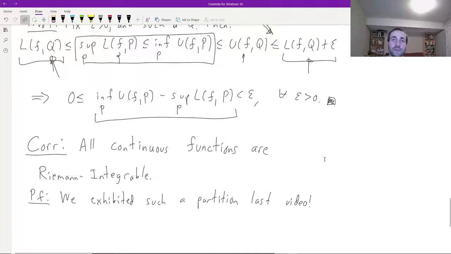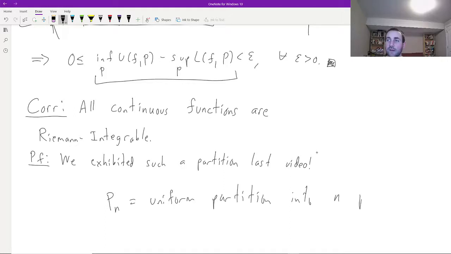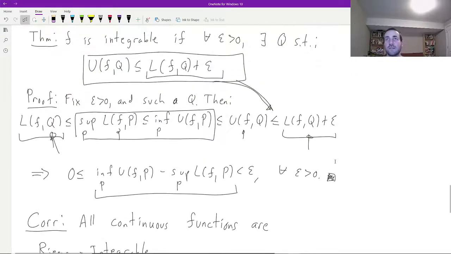And as an immediate corollary, we find that all continuous functions are Riemann integrable. And in fact, we already proved it last video, and just as a quick reminder, the partition that we used was P_n being the uniform partition into n parts. Okay, so you can go back where we checked that continuous functions are integrable according to the simple theory of partitions in the last video, and you'll see that if a function was integrable there, it's Riemann integrable as well using this criterion.